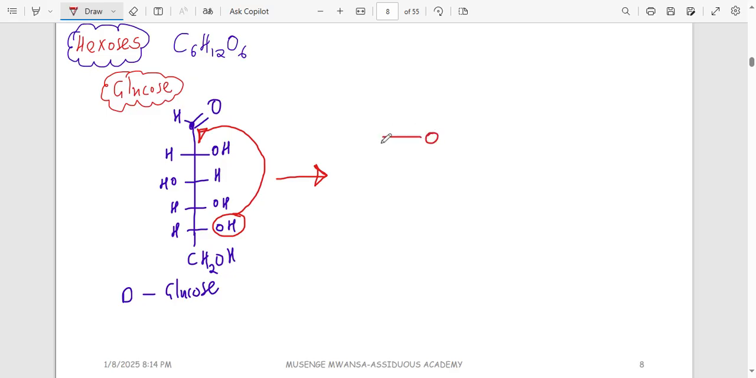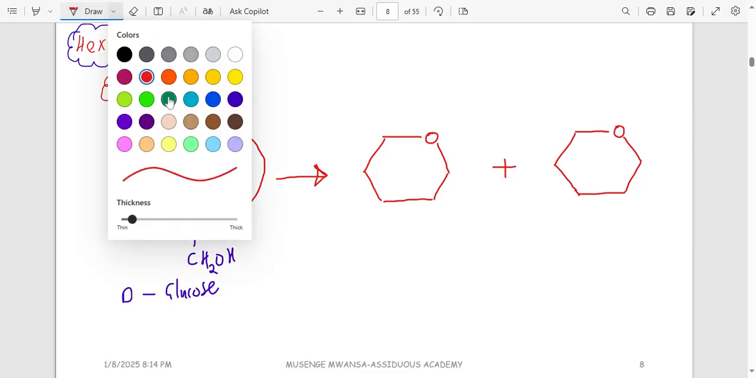So I'm going to write it like this. Look at the kind of ring that we are forming. It's different from the ring that we formed when we were making the pentose sugars, because that one was looking like a pentagon and we called it a furanose ring. This is a pyranose. So this is what happens.